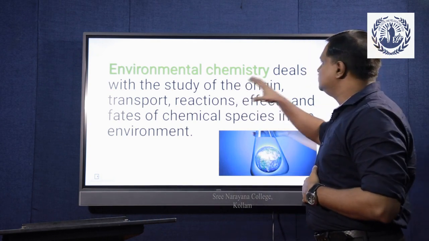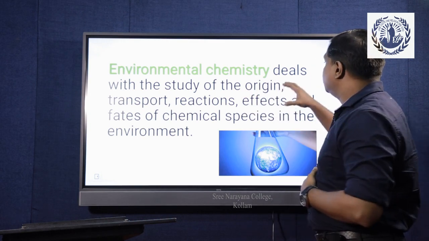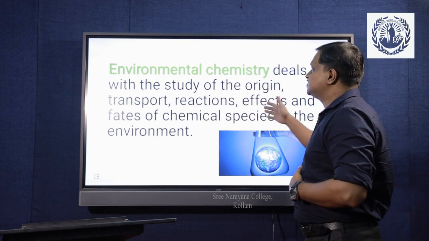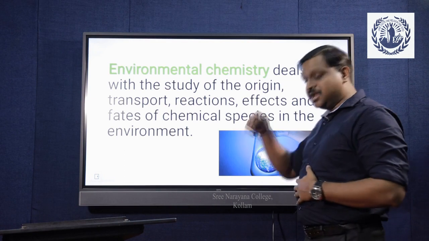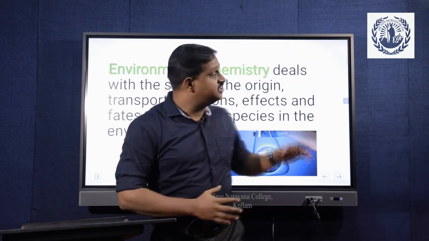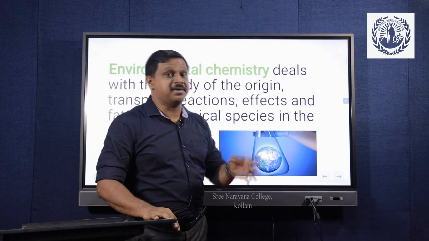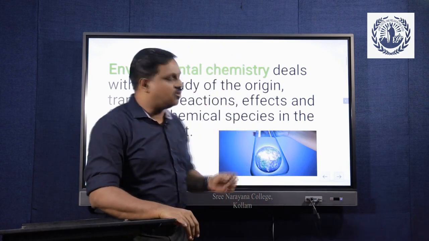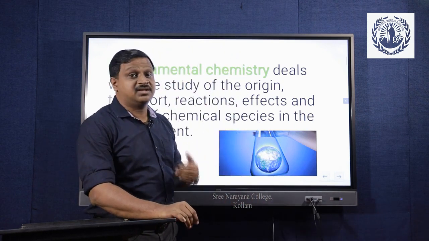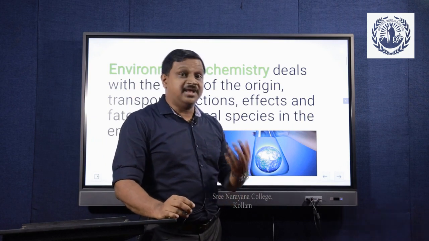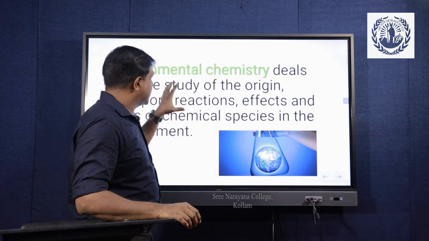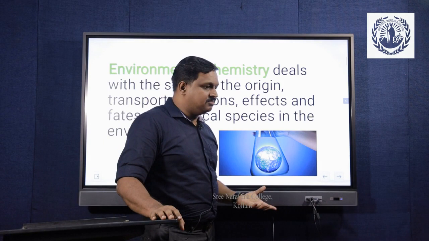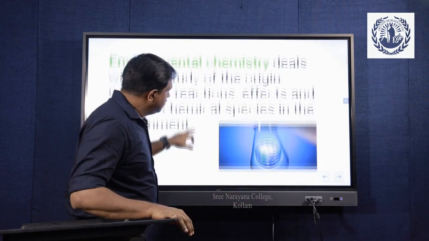What is environmental chemistry? It deals with the study of chemical species right from their origin, their transport, their reactions, their effects, and finally the fate of these chemical species in the environment. All of us know that these chemical species have a lot of impact on the environment. So we need correct management of these chemical species, so that we can conserve our nature in a better manner. So environmental chemistry usually deals with the study of chemical species that are being emitted into the environment.